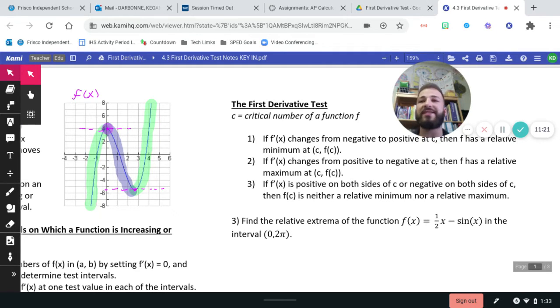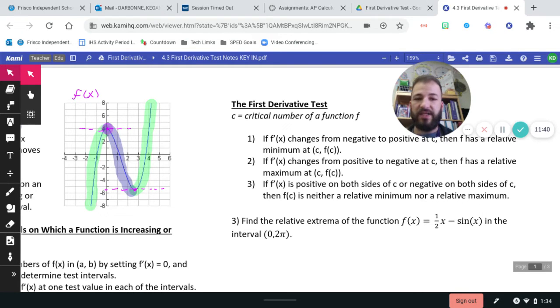Now remember last class with extrema, we plugged into the original function to find out if something was an absolute max or an absolute min, but we didn't do anything with relatives. Okay. Well, now we're going to take our critical numbers and we're actually going to determine if they are a relative max or relative min, or if they're neither.